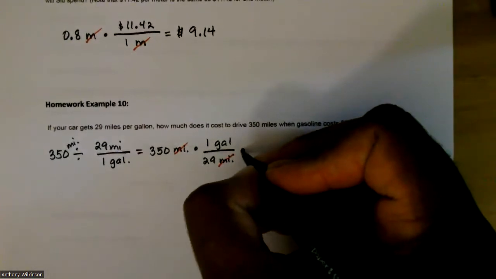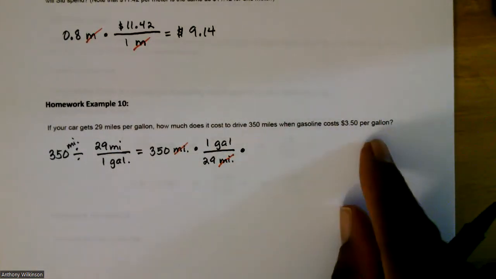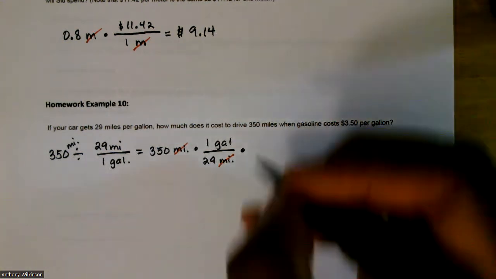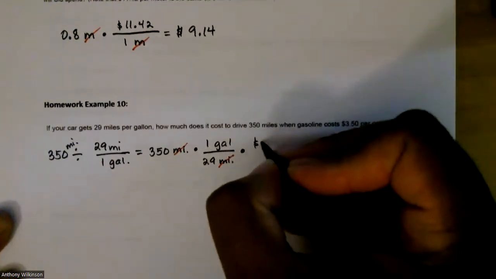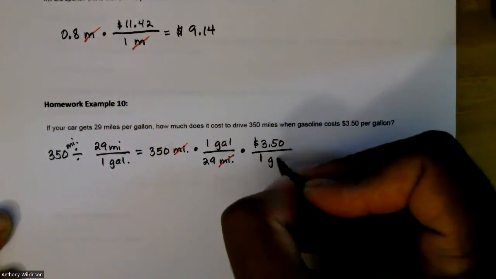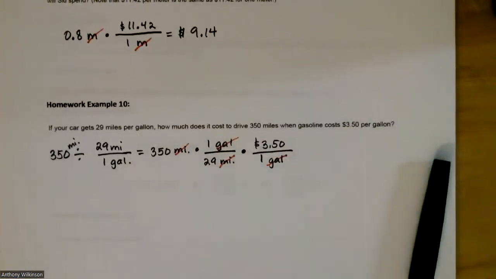But I'm also going to extend this here because now it's in gallons. I also have this $3.50 per gallon. So I can go ahead and multiply $3.50 per 1 gallon. That way, gallons divides out. All I'll be left with will be just a dollar amount.